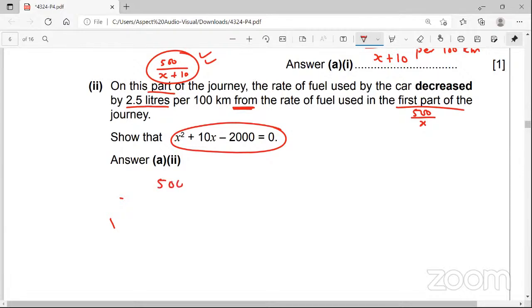500 over x plus 10 is going to be equal to 500 over x minus 2.5. You can write it as 2.5 or 5 over 2. Are we together? Okay, so are we together till there? So what they're basically telling me is the second part of my journey is equivalent to the first part of my journey decreased by 2.5. That's what they basically mean.